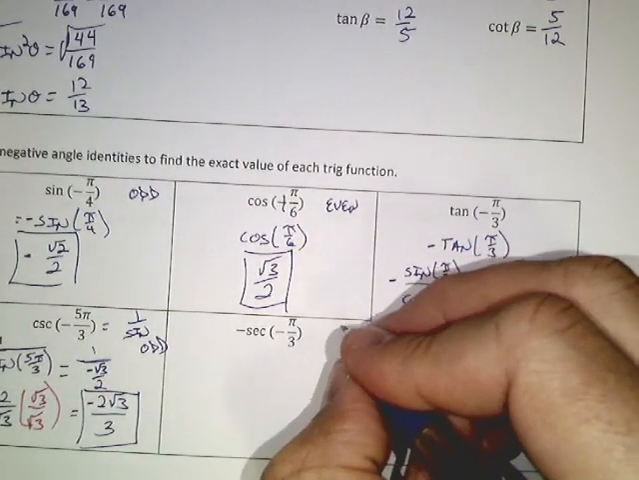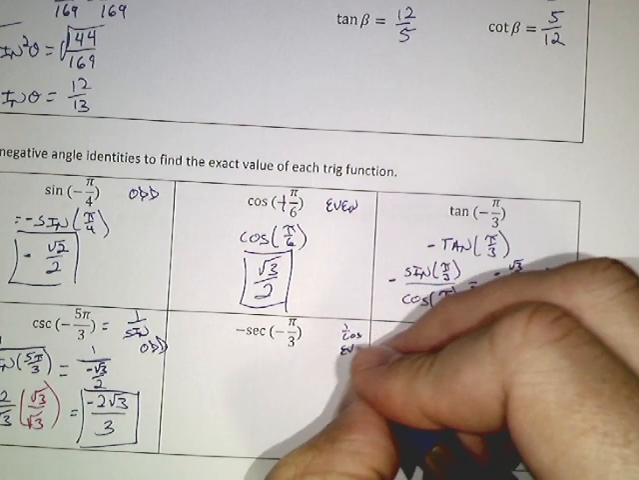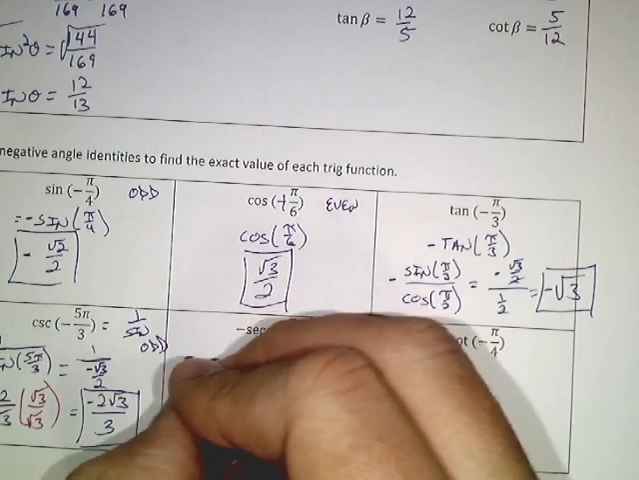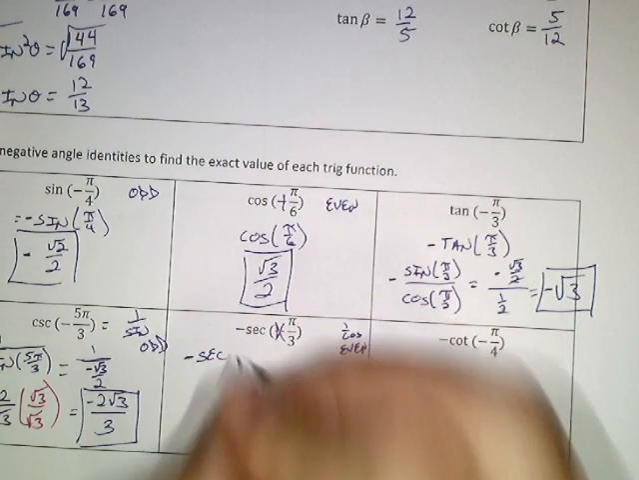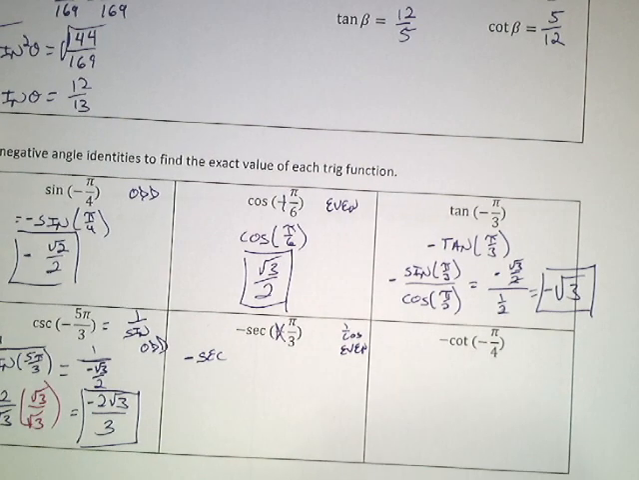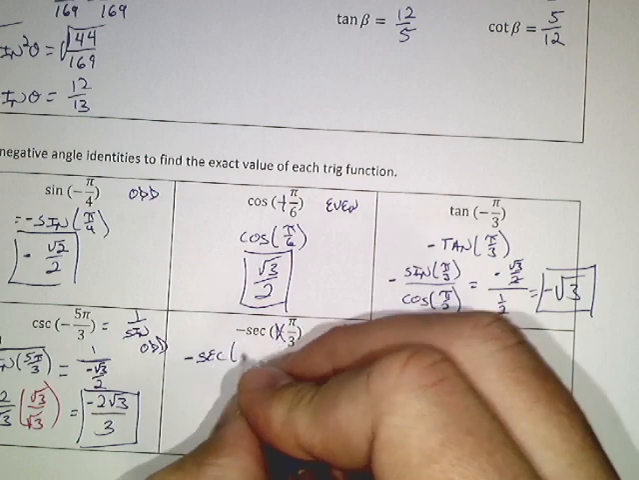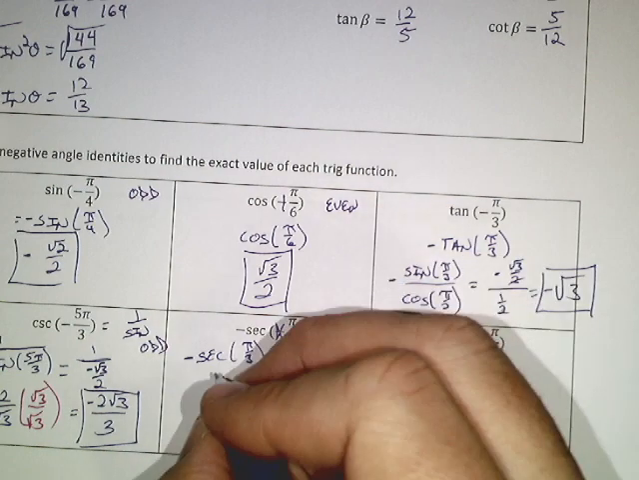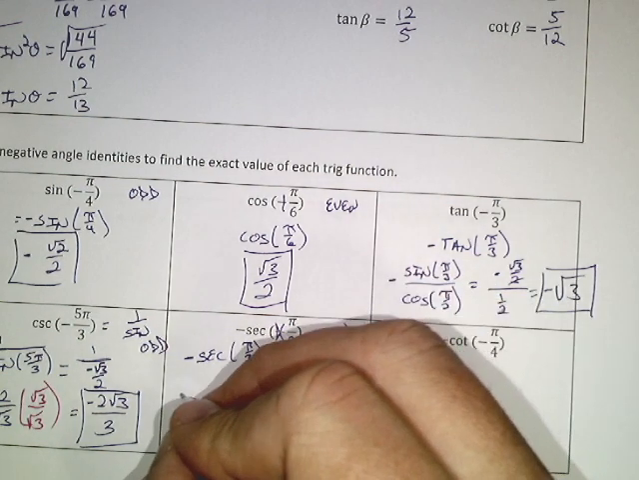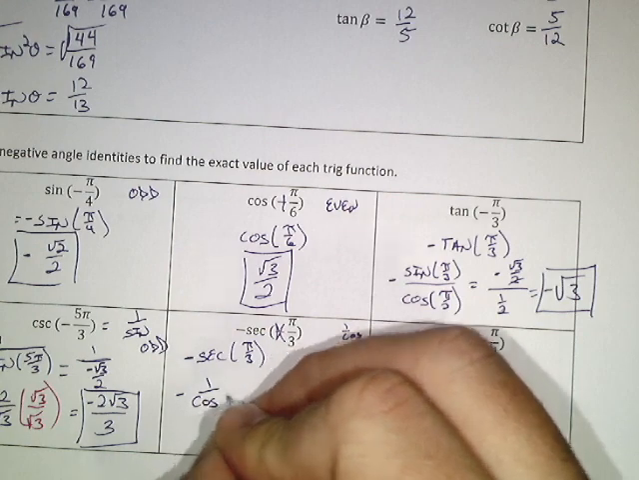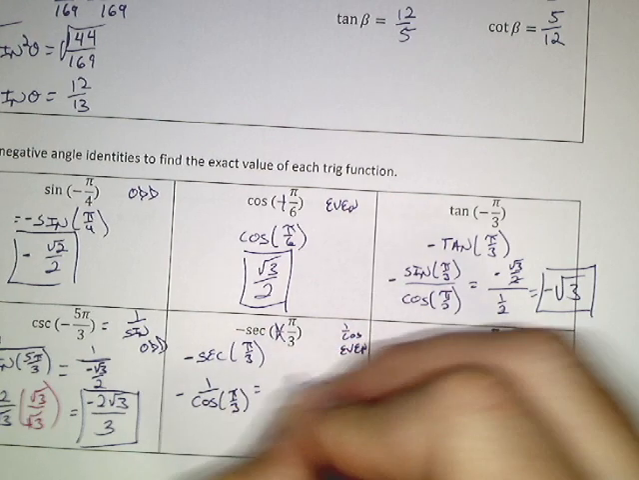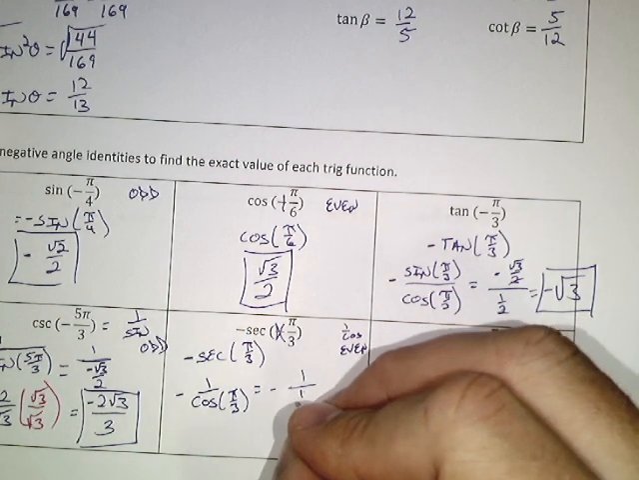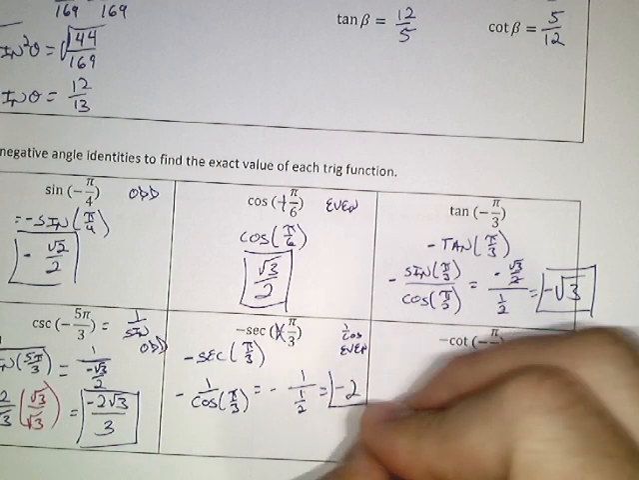Secant is 1 over cosine, so that makes secant an even function, which means we can just drop this negative. So that'll be equal to, we still have to keep the negative out front. We can just drop the one inside the parentheses. So secant of pi over 3, which is just 1 over cosine of pi over 3. Cosine of pi over 3 should be 1/2, so it should be a negative 1 over 1/2, which is a negative 2.